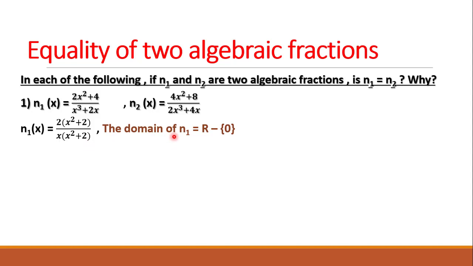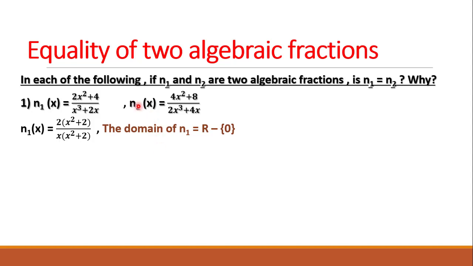Okay, so what is the domain? The domain means r minus the zeros of the denominator. The zero of the denominator here is only 0, because x power 2 plus 2 equals 0 has no solution. So the denominator will be 0 only if x equals 0. So the domain of n1 equals r minus 0.